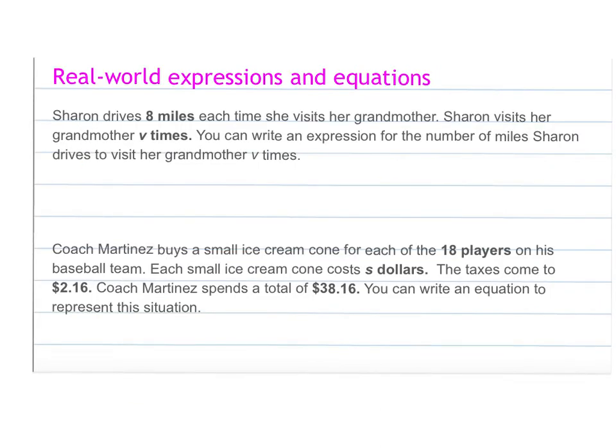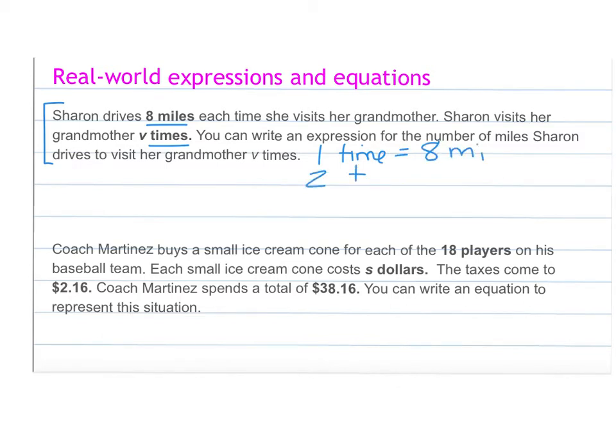Real-world expressions and equations. Sharon drives 8 miles each time she visits her grandmother. Sharon visits her grandmother V times. You can write an expression for the number of miles Sharon drives to visit her grandmother V times. Well, we know if she goes 1 time, she's going to go 8 miles.